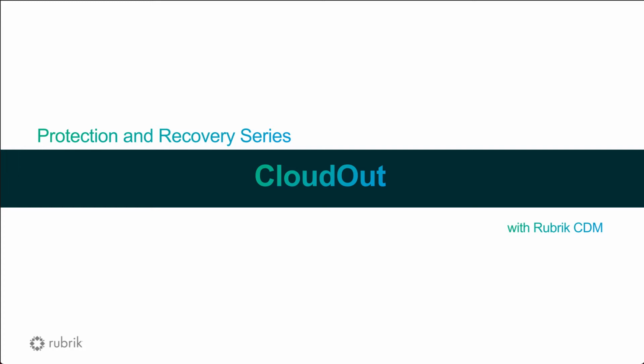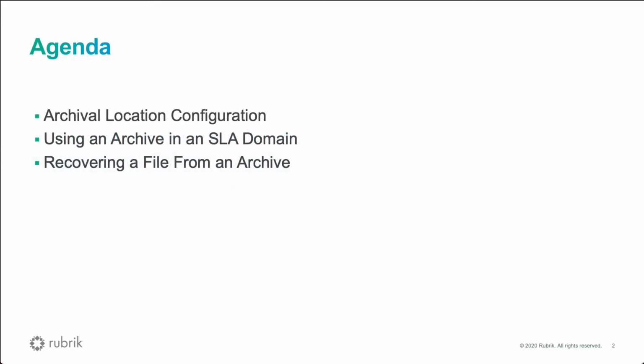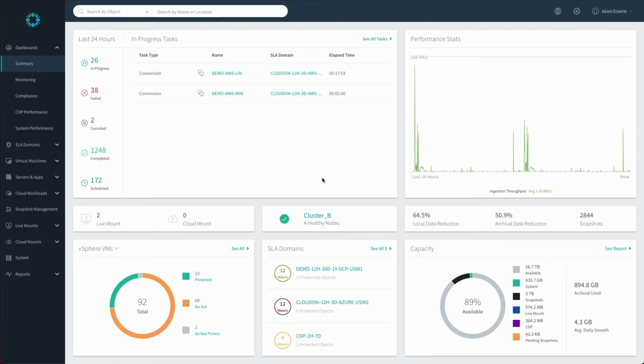Rubrik CloudOut enables Rubrik clusters to copy snapshots to archival locations and continue to manage the lifecycle of that data. In this demo, I'm going to start by showing the configuration of archival locations, and then we can look at how to use those archival locations in an SLA domain. Finally, I'll show you how to recover a file from an archive snapshot. Now let's jump over to the Rubrik UI.